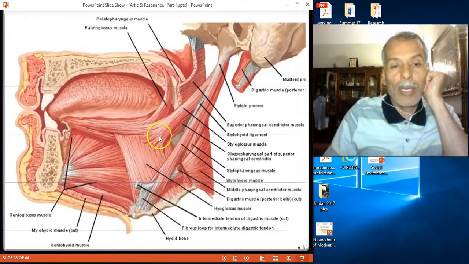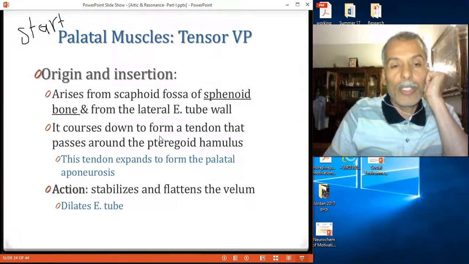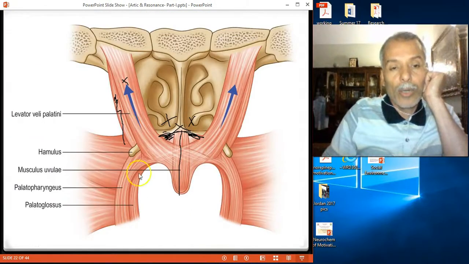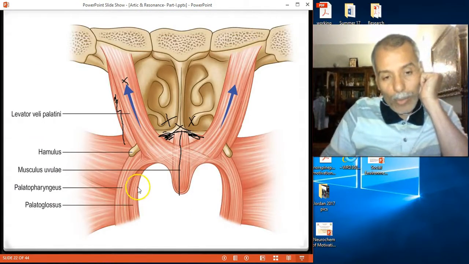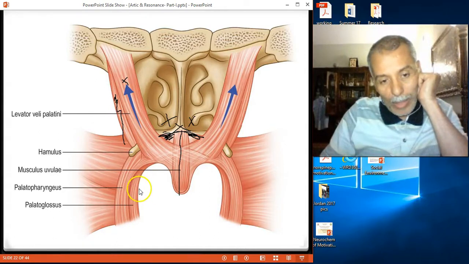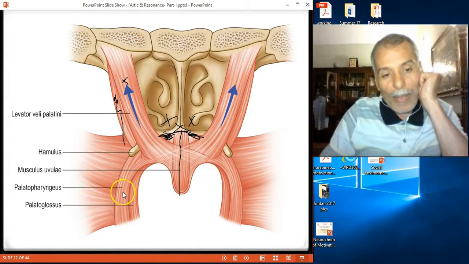And let me go back here. I'm going to show you in this image. So in this image here, when you look at this muscle here, that is the palatoglossus. You're looking from the other side. And the back one here is the palatopharyngeus.